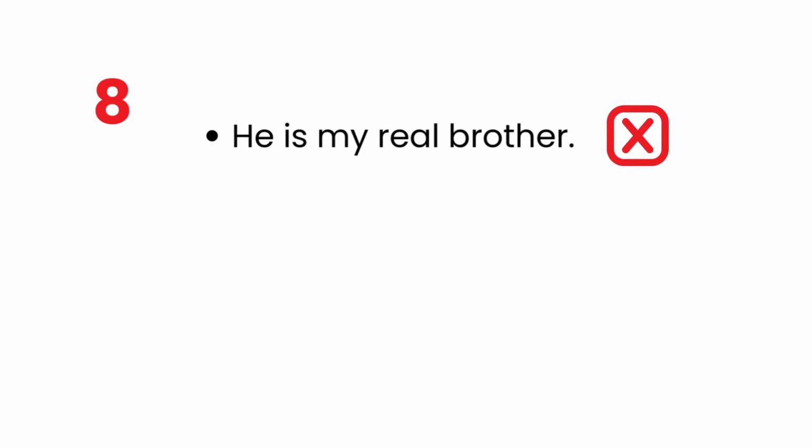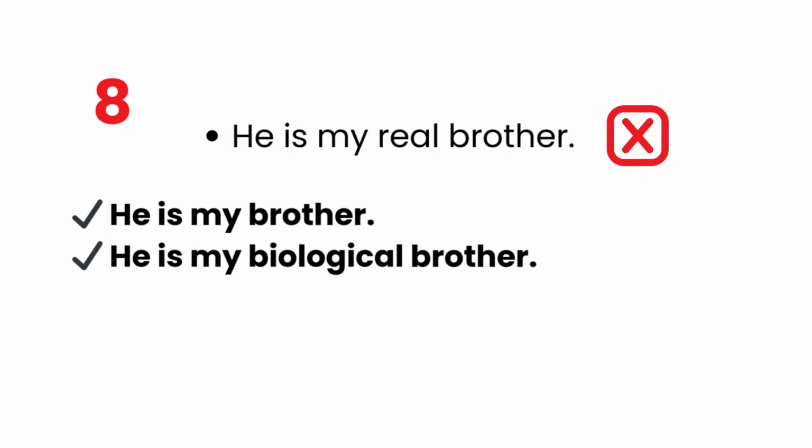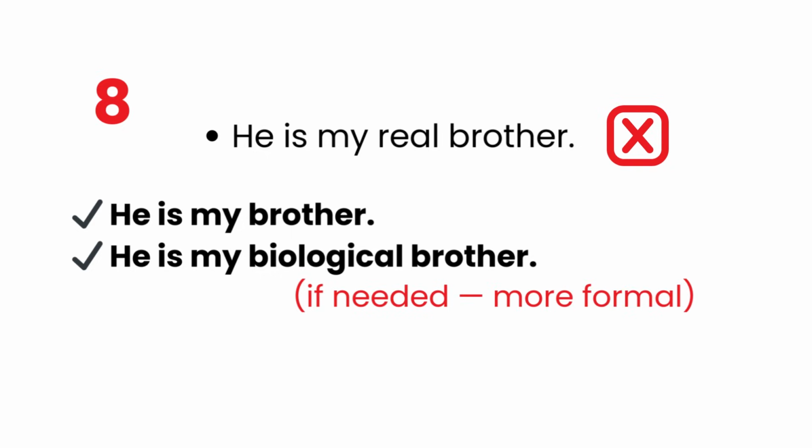Number 8. He is my real brother. Wrong. English doesn't usually use real here. இந்த இடத்துல real என்று யூஸ் பண்ணக்கூடாது. ஸோ அவர் என்னோட உடன் பிறந்த சகோதரன் என்று சொல்கிறது எப்படி என்றா he is my brother. That is perfect. Otherwise ரொம்ப ஃபார்மலாக நீங்கள் சொல்லணும் என்று சொன்னால் தேவைப்பட்டால் he is my biological brother. Biological brother. You can say like that.